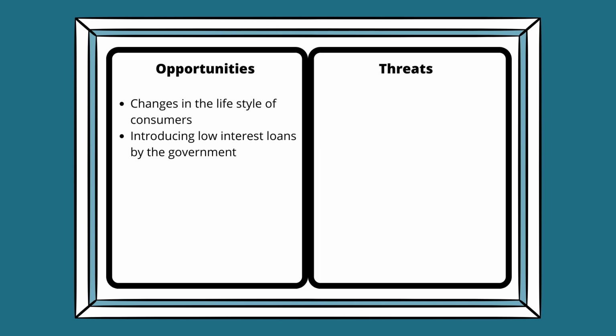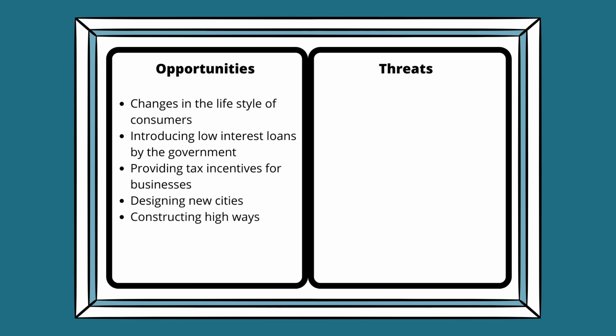Introducing low-interest loans by the government. If the government lowers the interest rates for the loans, the business owners can invest more capital in the business by taking loans. Providing tax incentives for businesses. Tax incentives encourage the business owners. Designing new cities creates more population and the demand for the products of the business increases, so it helps the business growth. Constructing highways. Through the construction of highways, businesses can deliver goods and services faster, and also obtain raw materials faster.